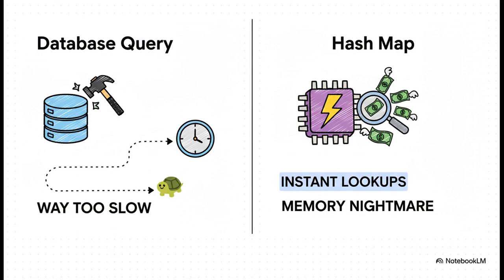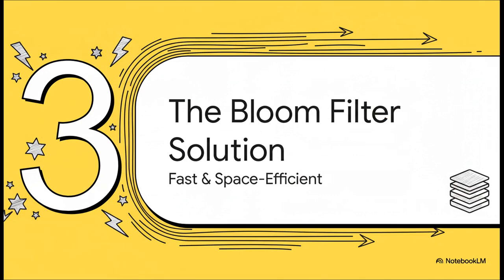Okay, option 2, you could load every single username into a super fast in-memory hash map. Now this gives you practically instant lookups, which is awesome for speed, but it's a total memory nightmare. You're essentially creating a full copy of your user list in really expensive RAM, and that is just not efficient at all. And this is where the hero of our story makes its entrance. We need something that's both fast and space efficient, and that something is the Bloom filter.